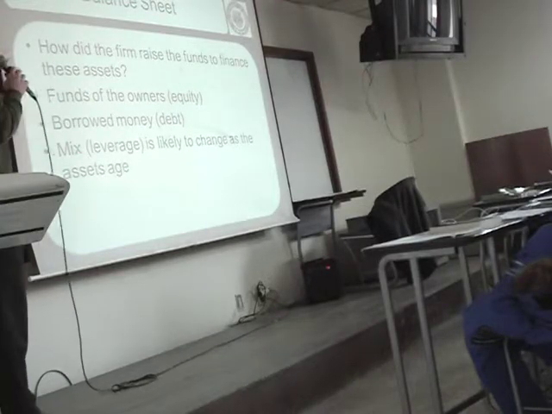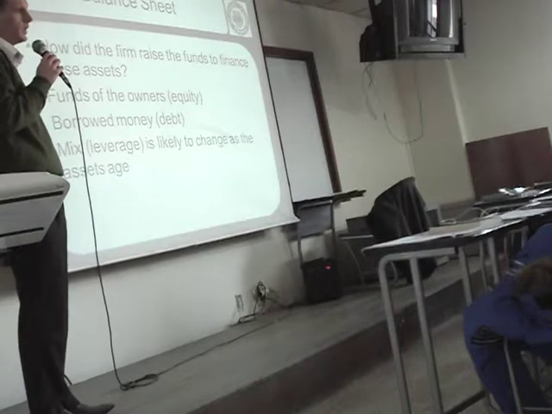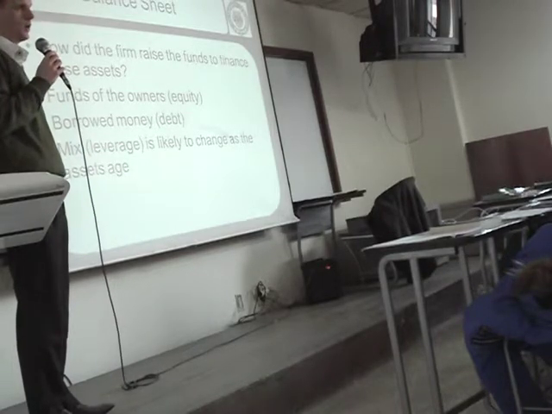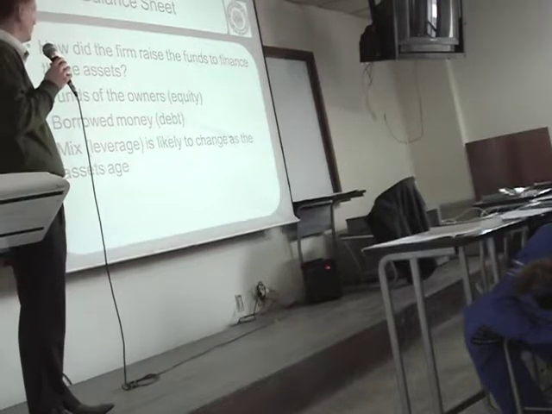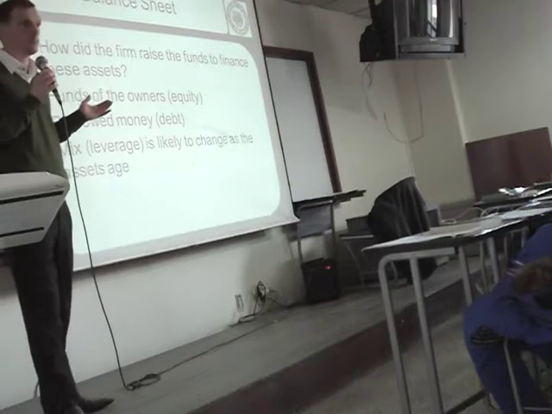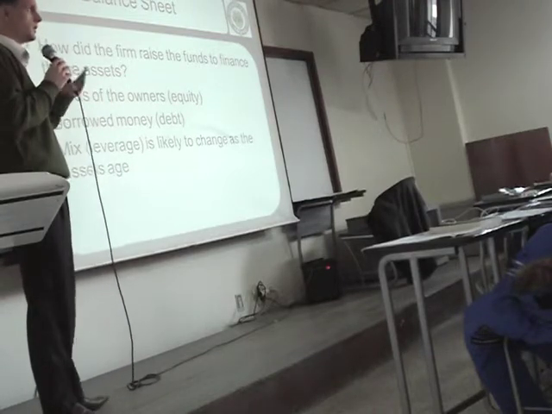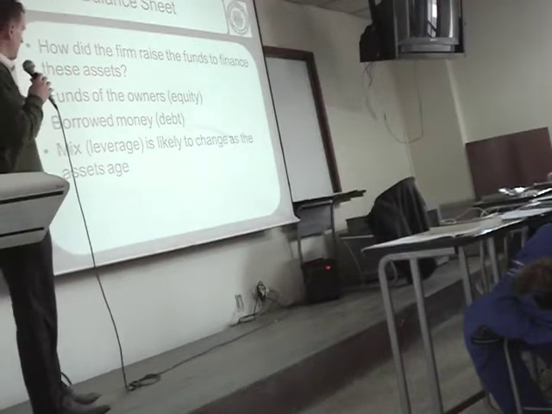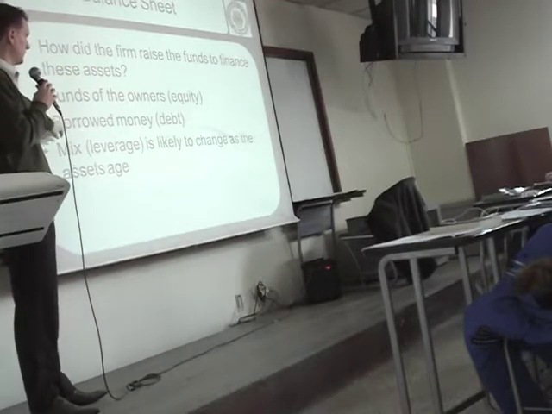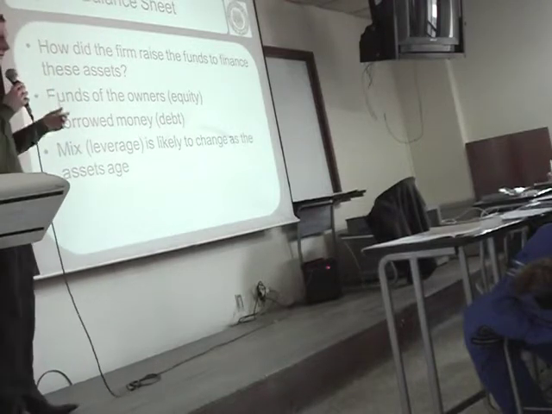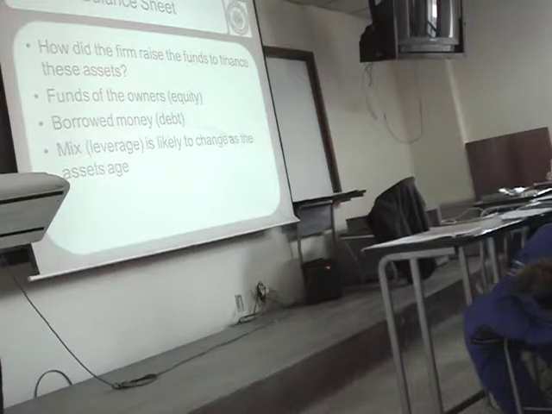So the second question is, where did the company get the money to pay for the assets? Did we get the money from the owners, called equity? Or did we borrow the money from the bank? Or maybe by selling bonds? So as we said, the mix of equity and debt can change as the life of the company changes. This is called leverage. How much debt do we have? How much equity do we have?